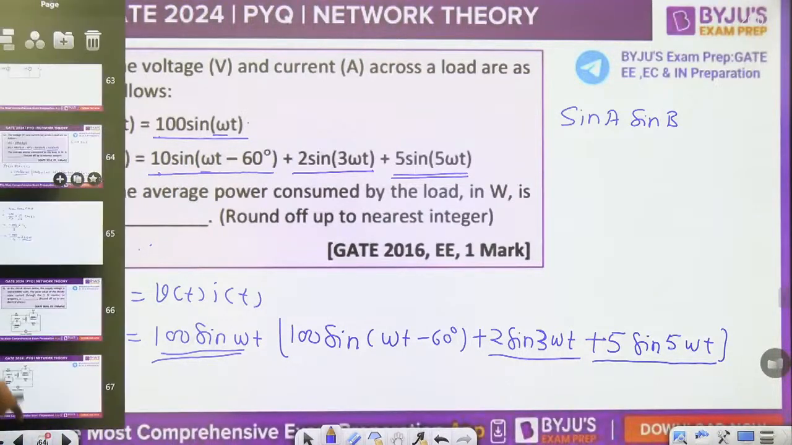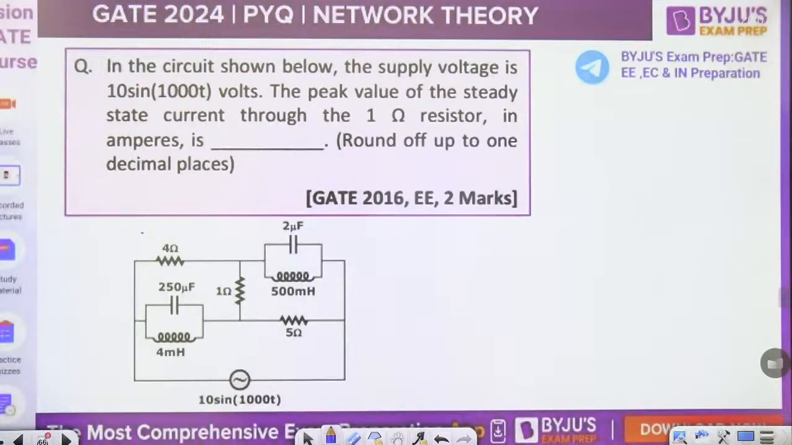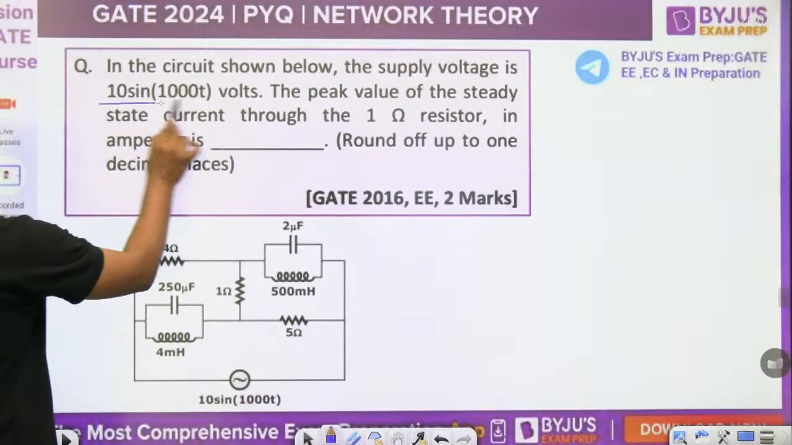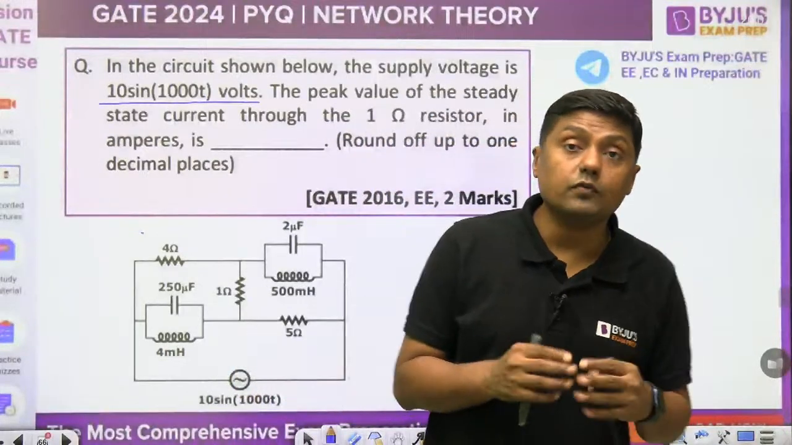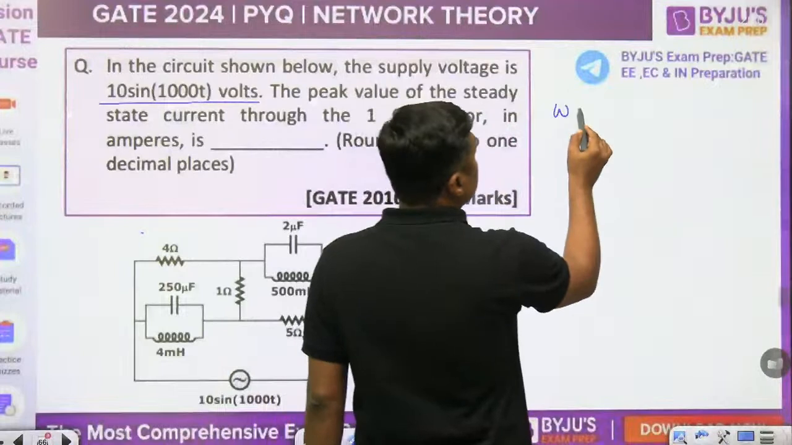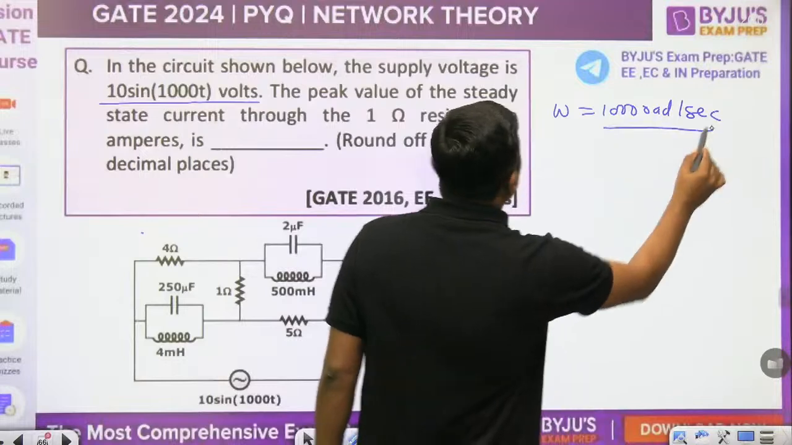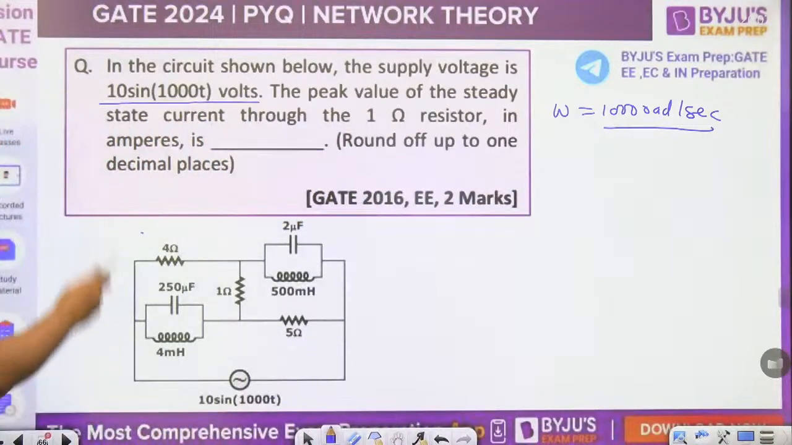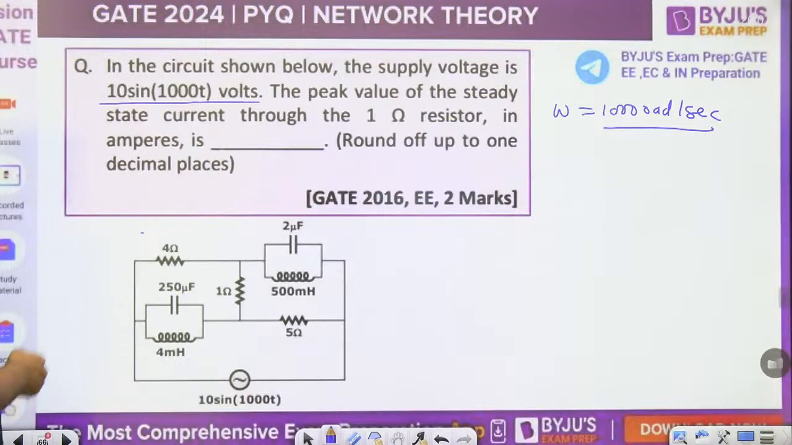Okay, then the next question. Again, this is a tricky question from 2016. In the circuit shown below, the supply voltage is 10 sin of 1000 t. What is the omega here? 1000 radian per second. The peak value of the steady state current through the 1 ohm resistor. Where is the 1 ohm resistor? This is the 1 ohm resistor. In ampere, rounded off to 1 decimal place, right?